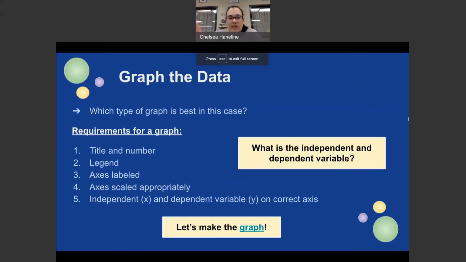Okay, so I kind of talked through all of this, but just as a reminder, as you're looking through this, the presentation is linked as well within this workshop page on Canvas. So just remember, you always have to have a title and a number for it. You have to have a legend, which is like where it says this color of line is for sun, this color of line is for shade. Axes are labeled, they're scaled appropriately, so it makes sense. And then make sure you have the independent and dependent variable on the correct axis, and then you're able to identify those. That's a really important skill as well.